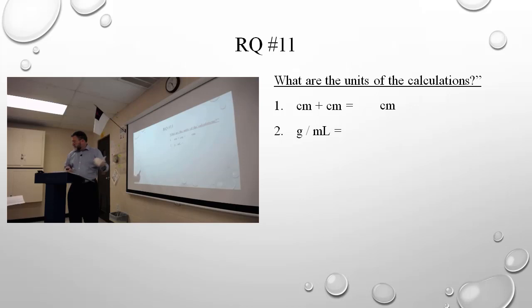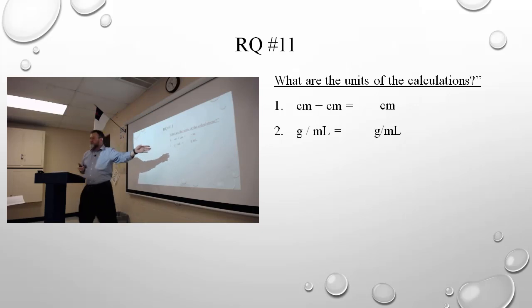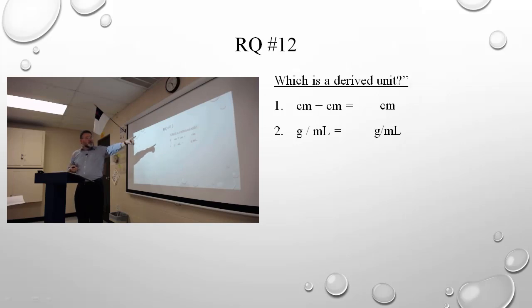The second one asks about 4 grams divided by 2 milliliters. And the units there are grams per milliliter, right? It's right here on the board. Grams divided by milliliters. The units are grams per milliliter. And that is known as a derived unit. So which of those is derived? The second one. The grams per milliliter is derived. In other words, the units were created because of a mathematical operation.